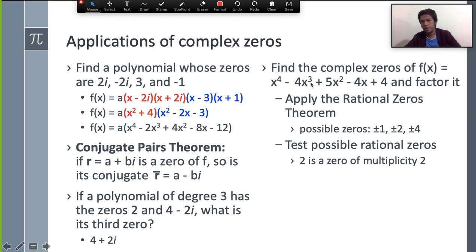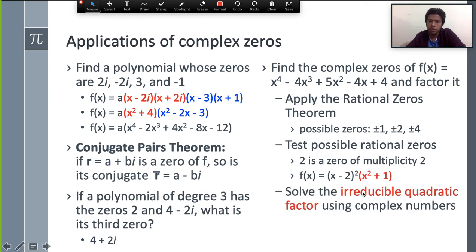We can find it out by synthetic division. And how do we know the multiplicity is 2? Because it will come 2 times. Then our factor is x minus 2 whole squared, then x square plus 1. This is irreducible, so this irreducible part we can now solve. And then our answer comes to this. So now we can factor completely.